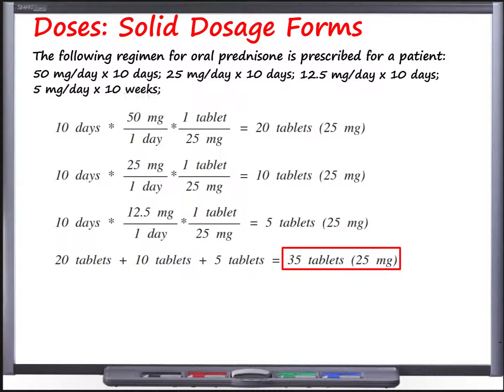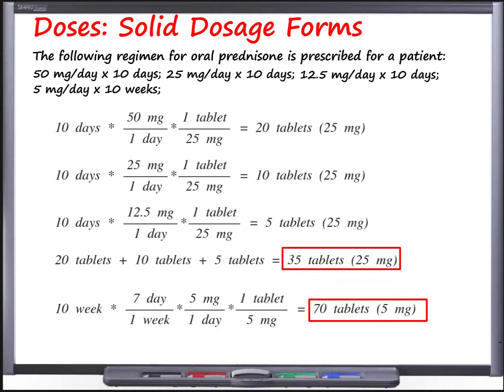So the next set of calculations, or the last set, is to do the 5 milligrams a day for 10 weeks. So I will still set this formula up the same way I did the others, but you'll notice now we're going to be starting with 10 weeks. The first conversion is to convert from 10 weeks into days. So we do that by multiplying by the fact that there are 7 days over 1 week.